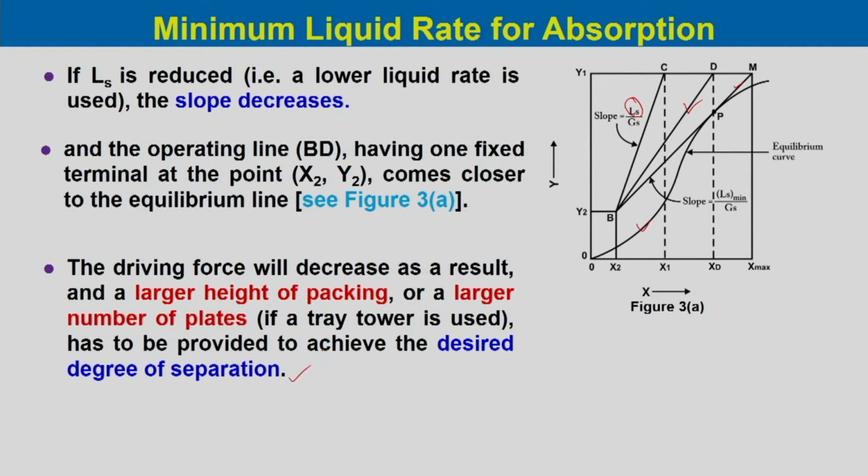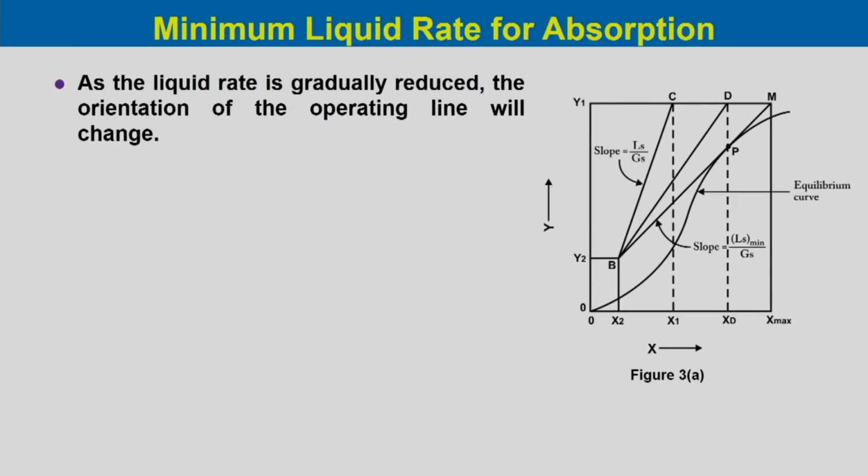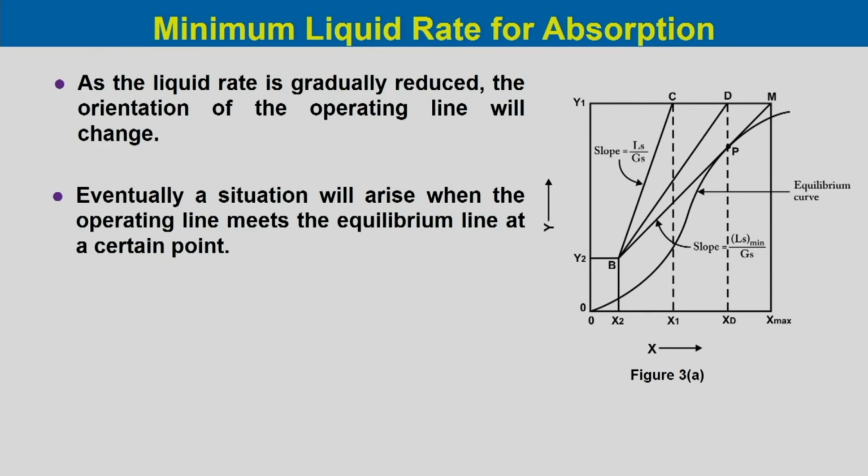For the same separation, if we decrease the liquid rate, the number of plates required or the height of tower required for that given separation should increase. As the liquid rate is gradually reduced, the orientation of the operating line will change. Eventually, a situation will arise when the operating line meets the equilibrium line at a certain point. You can see the BM curve meets the equilibrium curve at point P.